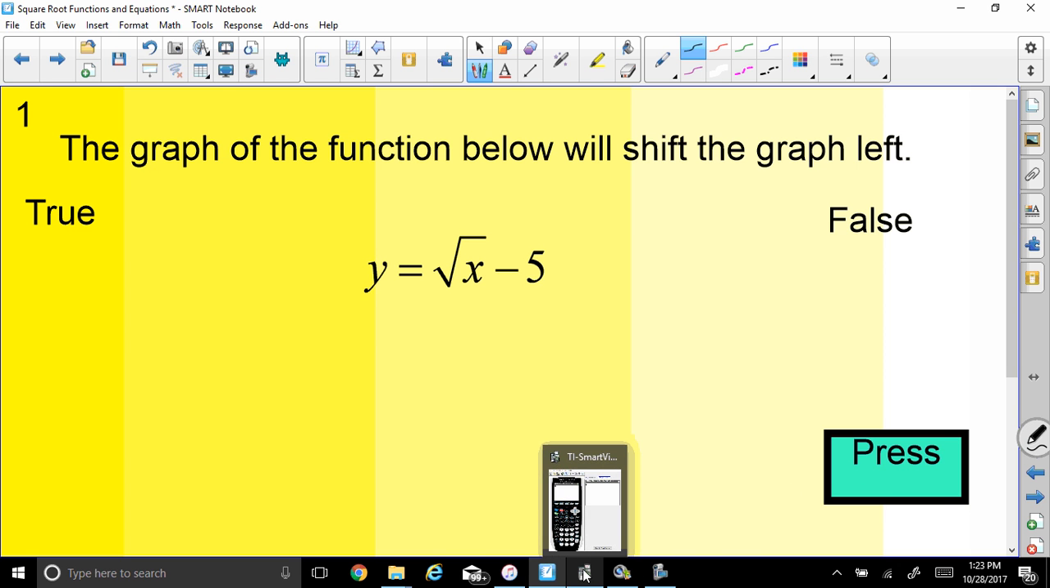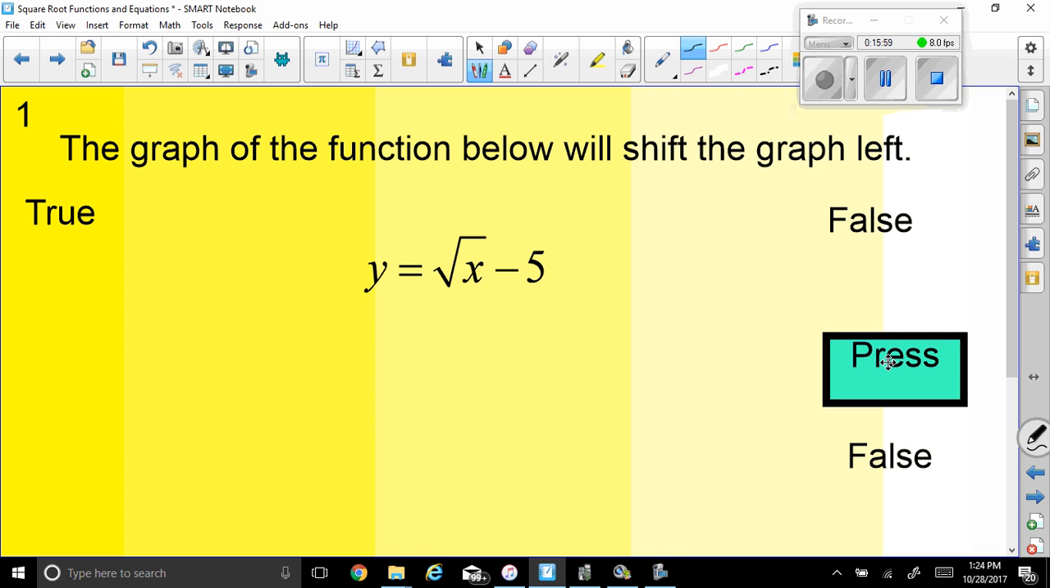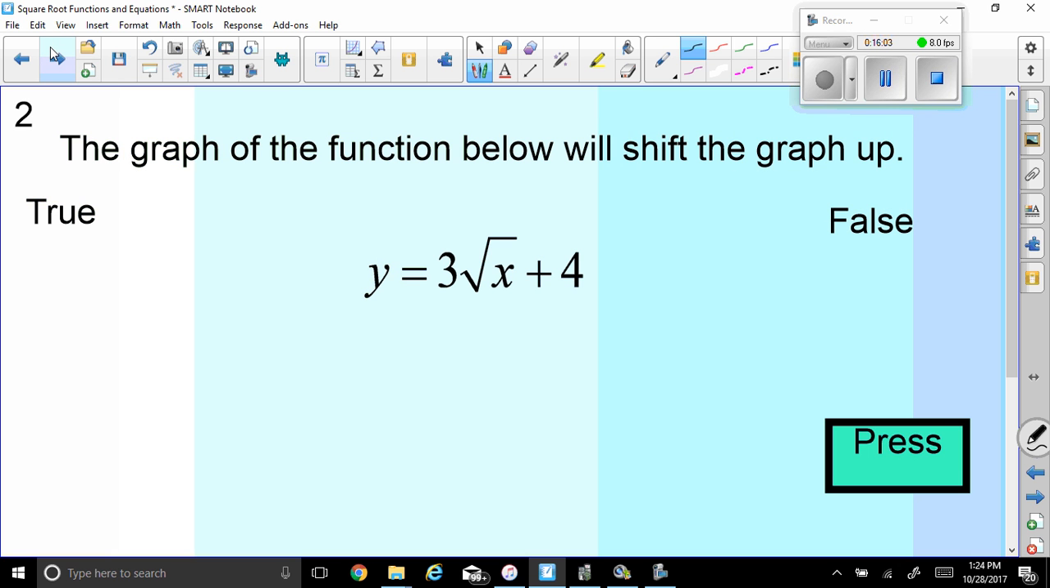I don't know why it's not working, so give me a second and let me get it. Okay, let's see. So I said false, and there it is. It is false. So here's another one for you.